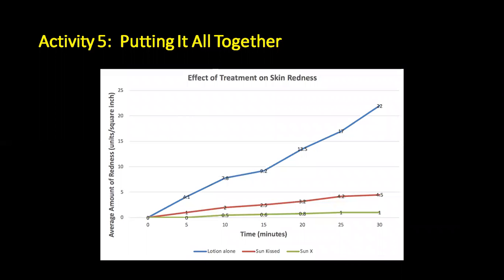This is an example of the graph that a student would make. They would construct a multiple line graph to best visualize the data. So they're looking at the development of redness over time. The graph needs to be properly labeled and drawn to scale, and they would conclude that the new sunscreen, which is the green line, the Sun X, is more effective than the one currently in use, which is the red line, the Sun-Kissed.